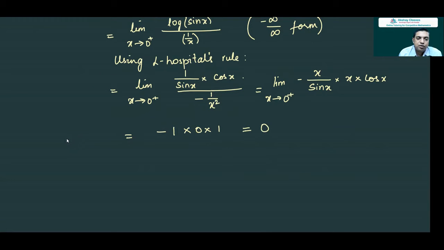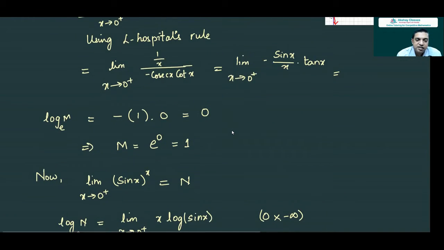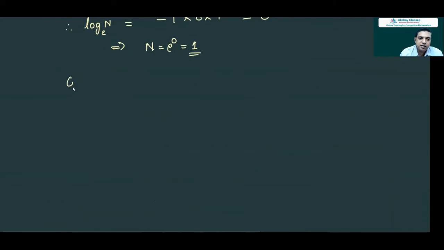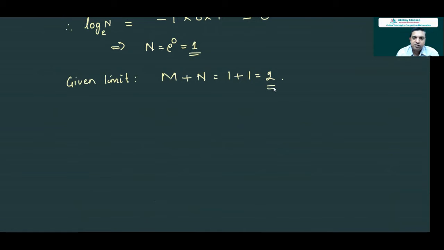So log of n to the base e is 0. So n is e power 0, which is equal to 1. So m is equal to 1 and n is equal to 1. Therefore, the given limit m plus n, 1 plus 1, is equal to 2. So this is the given limit. This is a very important problem type.